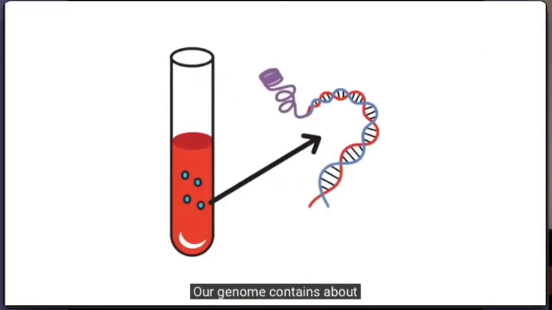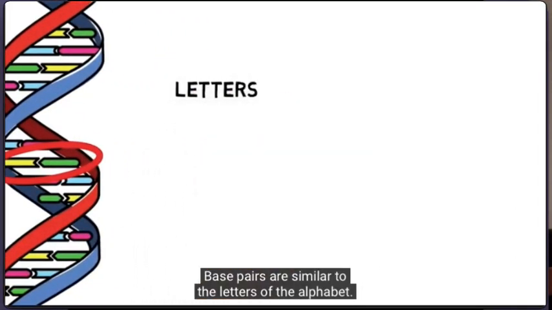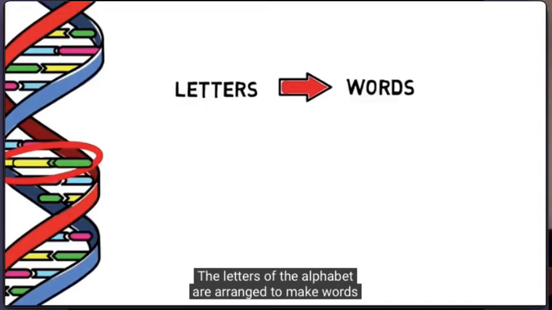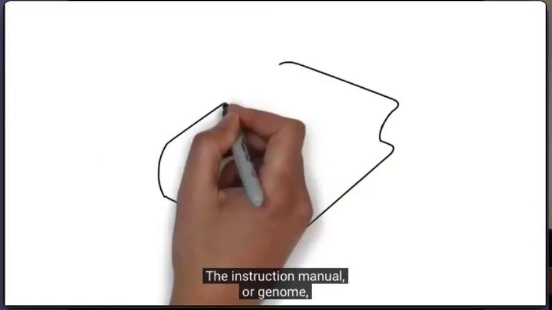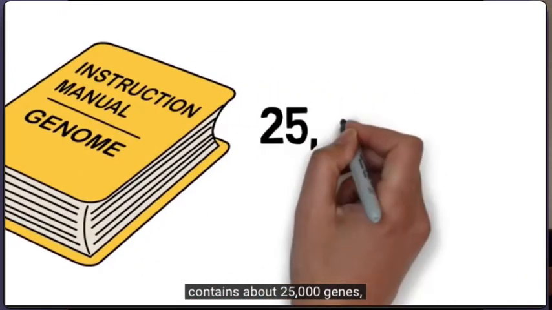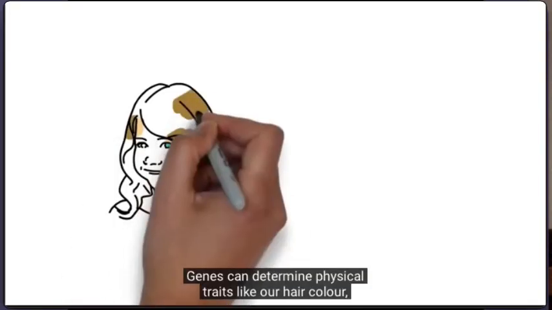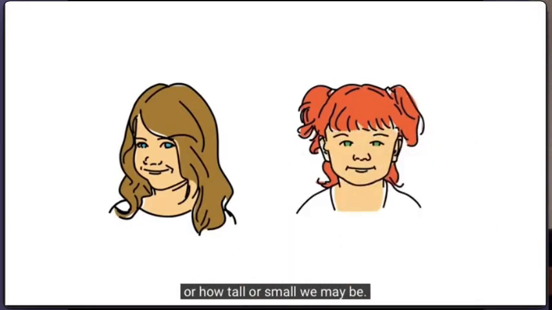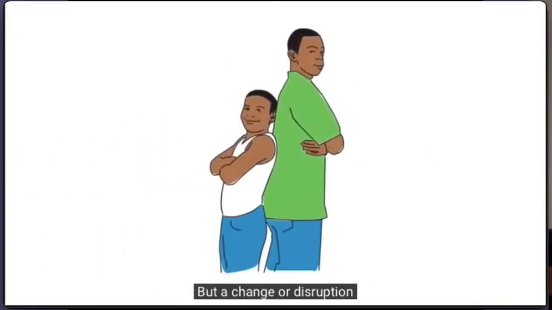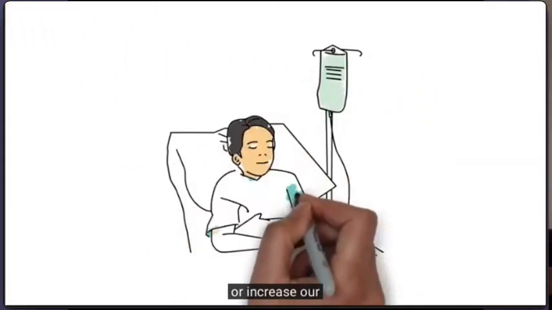Our genome contains about 3 billion base pairs. Base pairs are similar to the letters of the alphabet. The letters of the alphabet are arranged to make words, and base pairs arranged to make genes. The instruction manual, or genome, contains about 25,000 genes. Therefore, each cell of our body has all of these genes, or all of our genetic information. Genes can determine physical traits, like our hair color, eye color, or how tall or small we may be. But a change or disruption of certain genes can cause specific health problems or increase our risk for disease.